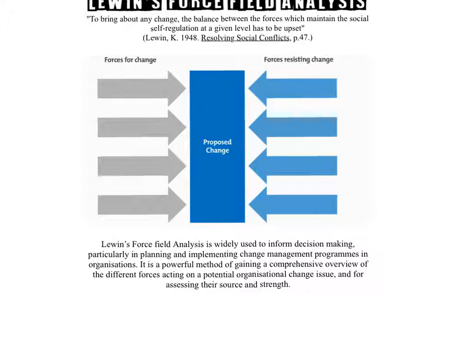So, Lewin himself says, to bring about any change, the balance between the forces which maintain the social self-regulation at a given level has to be upset. So what he's arguing is that there's going to be forces for change, but there's also going to be resisting forces against this change. What you have to do as a company is consider what these forces for change will be and what these resisting forces will be, and I suppose place weight on them to see which ones are more important and which ones are the driving force as to whether they should do it or not.